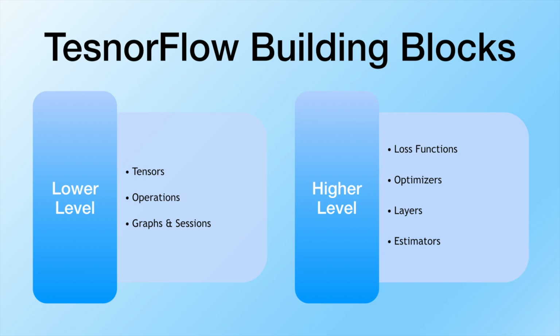The graphs and sessions, we're going to have to save the details of those for another video, but they're important to be aware of. Just to highlight them, graphs are basically all of the components of your model put together on the back end. They're written by TensorFlow and all of the connections between them, basically how everything connects. And sessions are where your program runs. So on the higher level end, we have loss functions, optimizers, layers, and estimators. We're going to cover all of those, but they're important to just kind of pre-mention here.